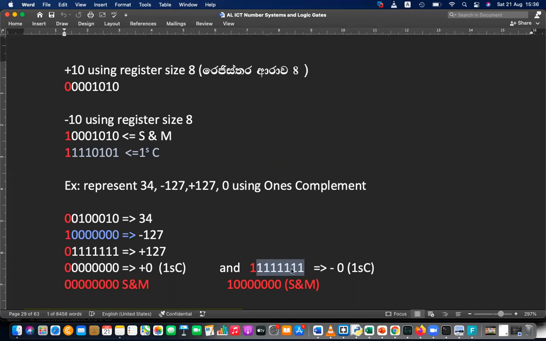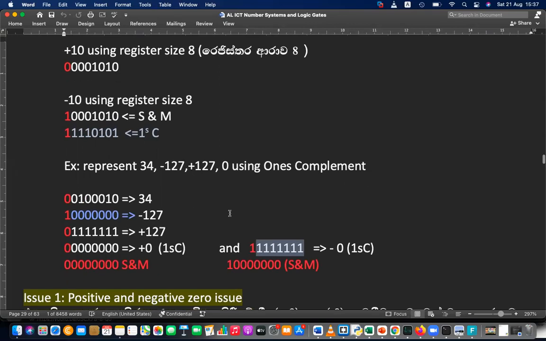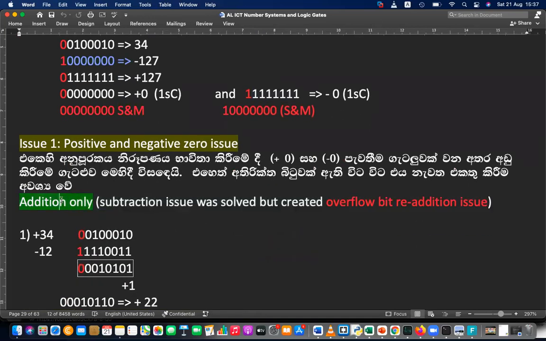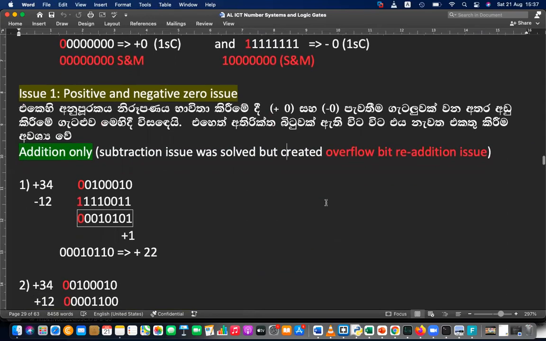Therefore, ones complement has solved the problem of subtraction. Even though ones complement has solved the problem of subtraction, when it comes to addition and subtraction, both the negative and positive zeros are still there. So that is again not resolved. But an addition only method was used instead of subtraction. There's another one that is called the overflow bit re-addition issue.